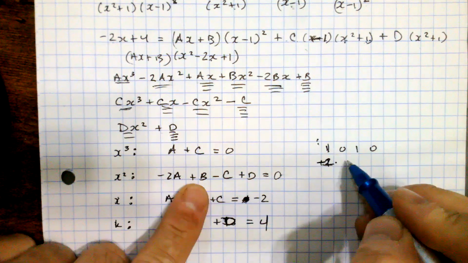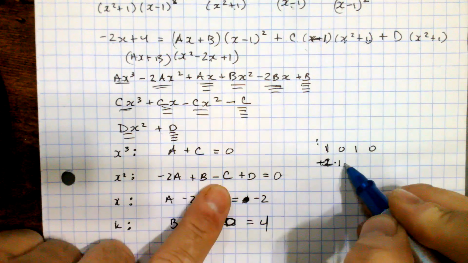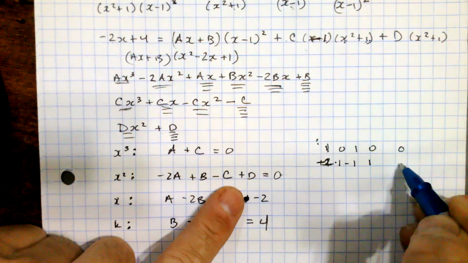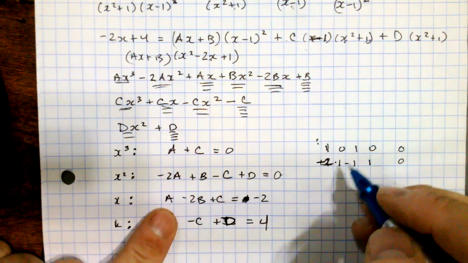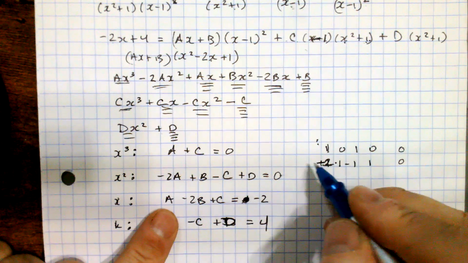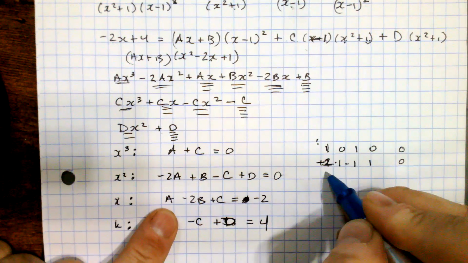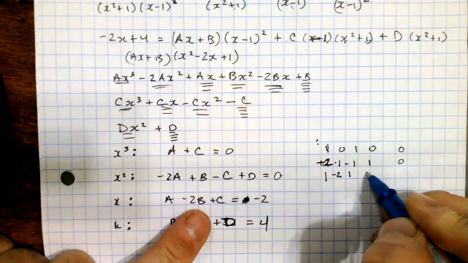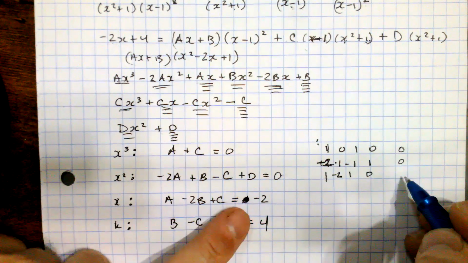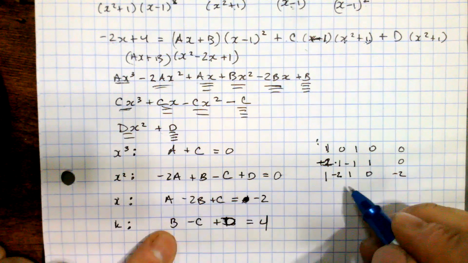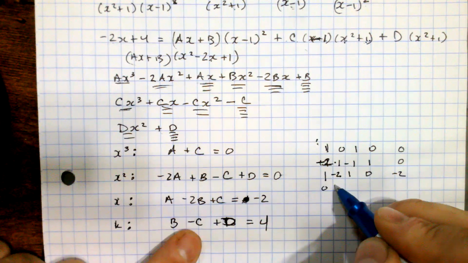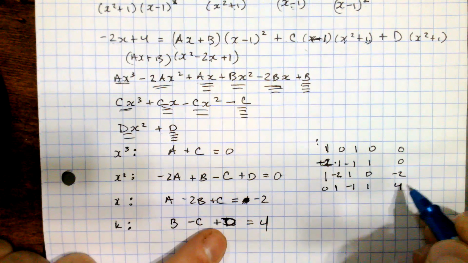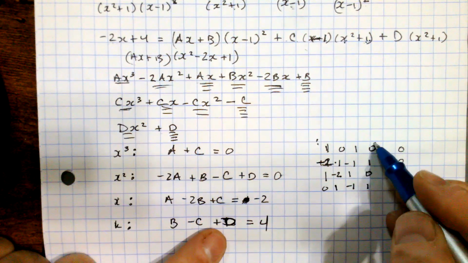Oh, look, I got confused. I'm looking at this one. Negative 2, 1, negative 1, 1, and this is a 0. That's a 0. Okay. My third one is going to be a positive 1, a minus 2, a 1, and a 0. And that's going to equal negative 2. Then I have a 0, 1, a negative 1, and a 1, and that's going to equal 4.